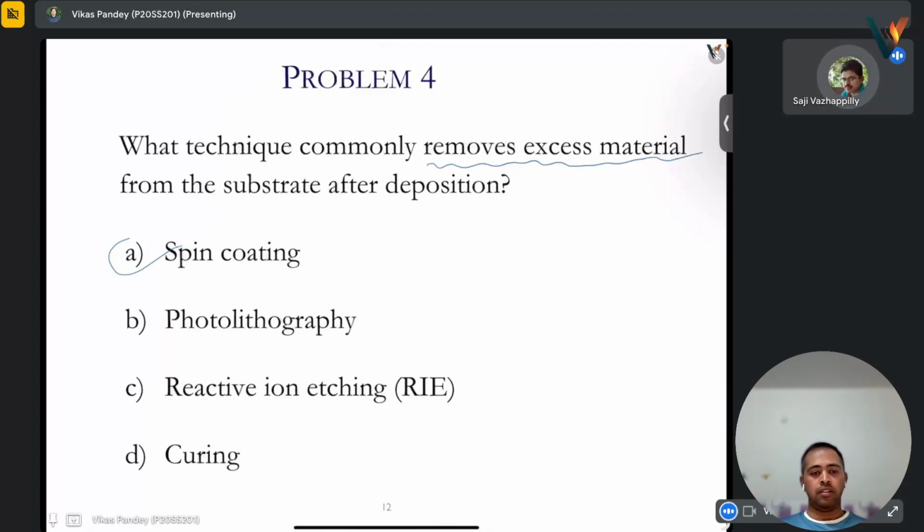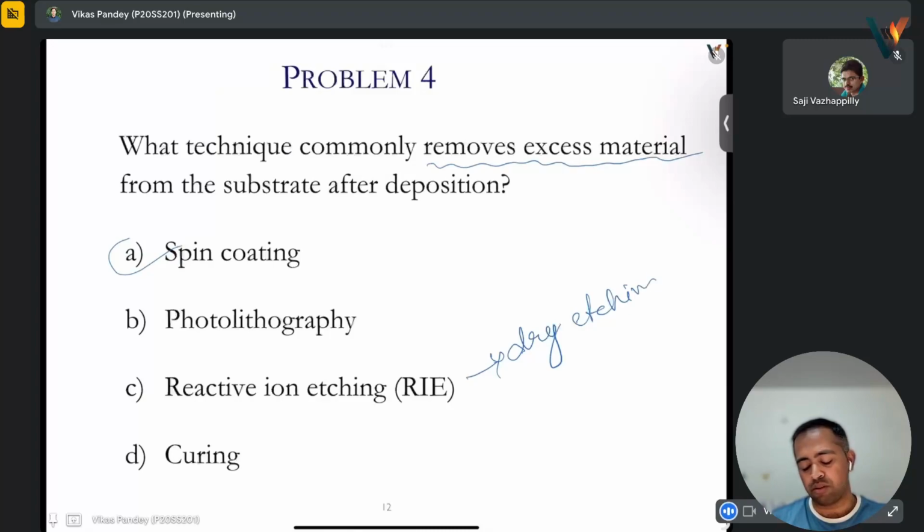That reacted material will go through some other process to be removed. So, yes, removing, maybe ion etching. Yeah, reactive ion etching, or sometimes wet chemical etching also. Reactive ion etching is a kind of dry etching. There are some wet etching processes also.